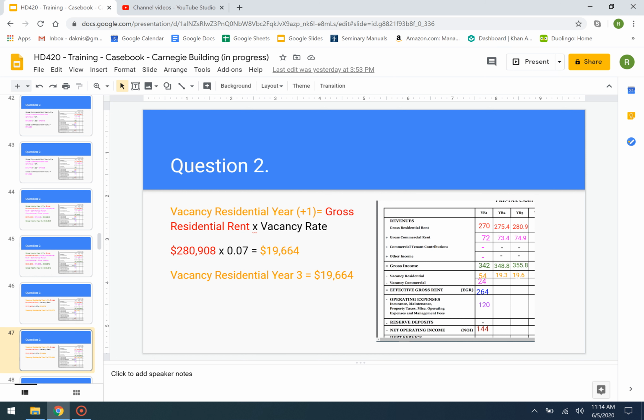Same thing for year 3. We take our year 3 gross residential rate, times it by our new vacancy rate of 0.07, and we come up with 19,664. We can plug that in under year 3.